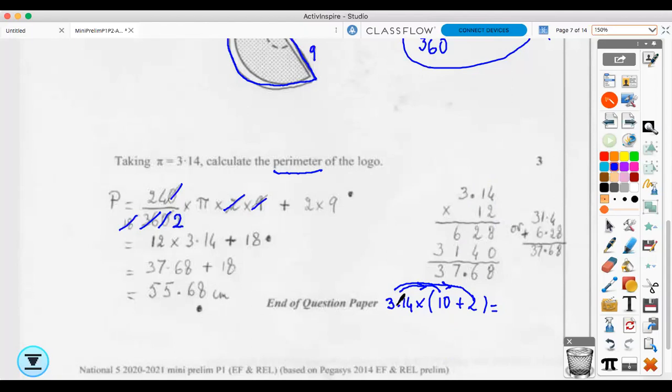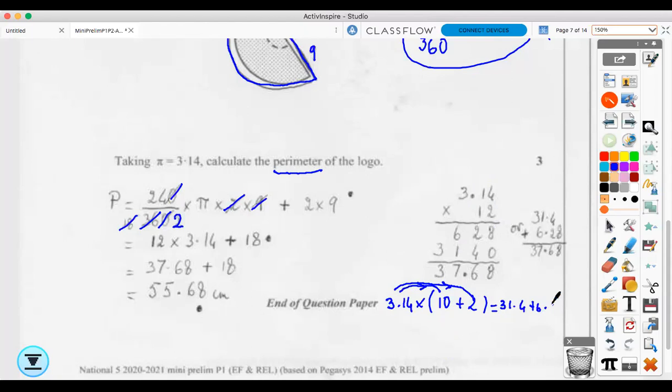So what is 10 times 3.14? 31.4. Because you've done it quite a lot. You just move the decimal point or you shift it left, some teacher would say. And what is double 3.14? 6.28.